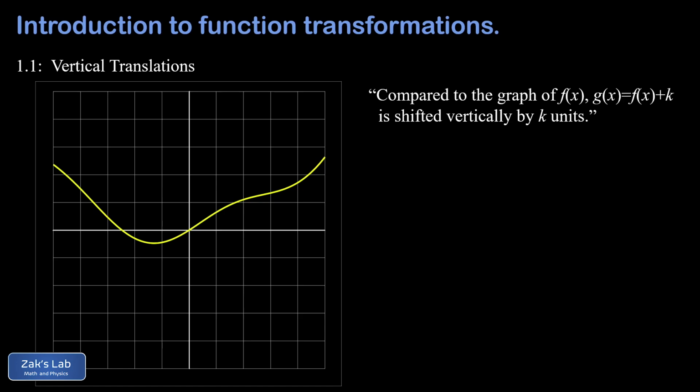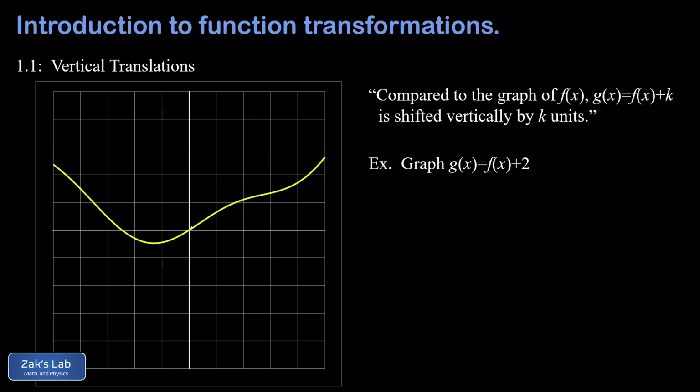So the modification to the formula we're talking about is that we simply take the formula of f of x and we add a number to it. So why should this cause a vertical shift? Let's just be more concrete about it and say that k is equal to 2. So we want to graph g of x where that's defined by f of x plus 2.